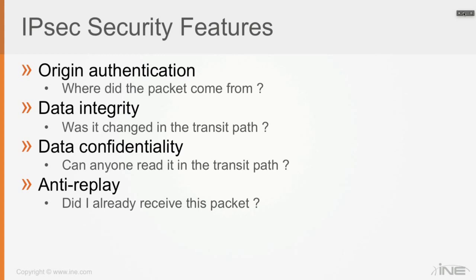Anti-replay, which is against attacks where somebody could maliciously send replayed packets into the tunnel to confuse the VPN gateways or to bring down the tunnel, for example. So you've got to make sure that IPsec provides anti-replay functionality for the protected IP traffic.